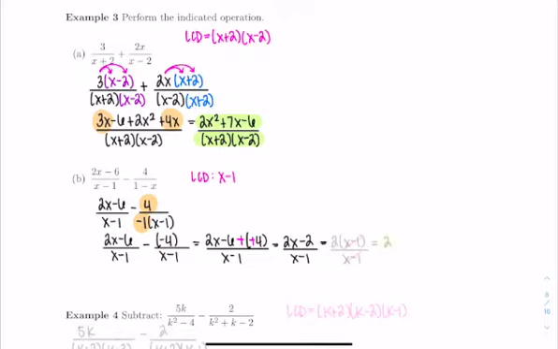Let's go ahead and factor out our GCF of 2. We have x minus 1 left over x minus 1. And so what we can cancel on the top and bottom is x minus 1, and we are left with just 2.